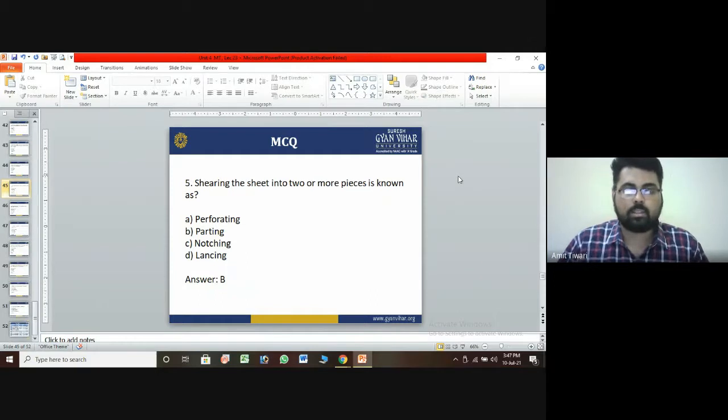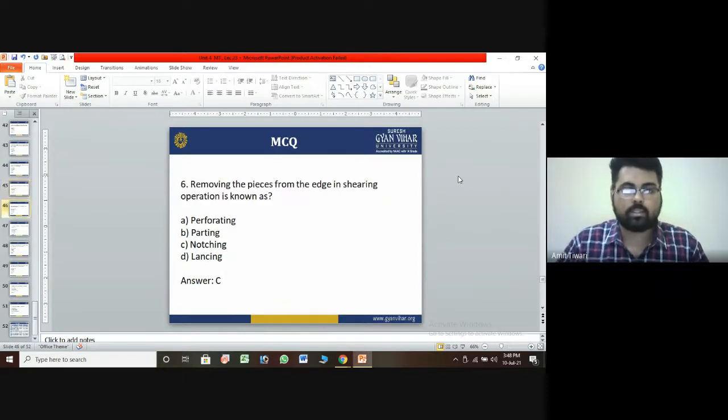Fifth one: separating the sheet into two or more pieces is known as: the options are A, perforating, B, parting, C, notching, and D, lancing. The correct answer is B. We can say parting is an example of shearing metal.